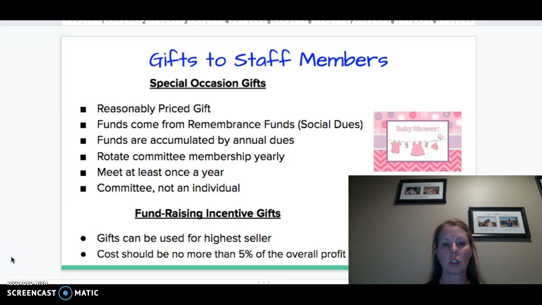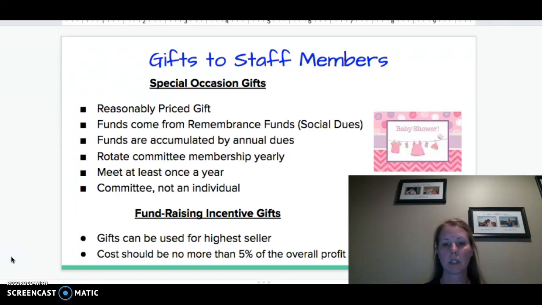It said in the book that they should rotate committee membership yearly. With my school being a small school, we have a small staff. We're all part of the committee, and so there's no real rotation. We do meet, it said meet at least once a year. We meet at the very beginning of the year to kind of plan things that we know in advance, maybe Christmas party, things like that. And then we meet whenever else something comes up, if a wedding or baby shower comes up, then we go ahead and meet then to plan a gift.